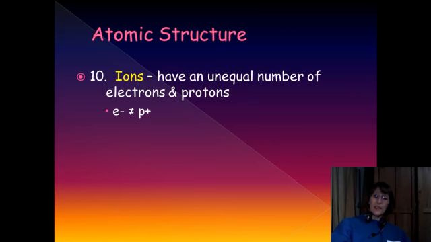Number 10, ions. Ions have an unequal number of electrons and protons. So you end up with something that has either a positive charge or a negative charge. Something's different, and we haven't altered the number of protons. If we mess with stuff in the nucleus, we're doing nuclear chemistry and nuclear physics. We're talking radioactive stuff. We don't do that in normal chemistry. What we do is mess with the electrons. They're on the outside, so they're easier to get to.